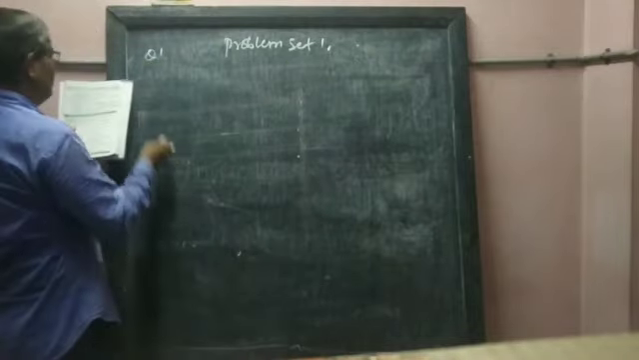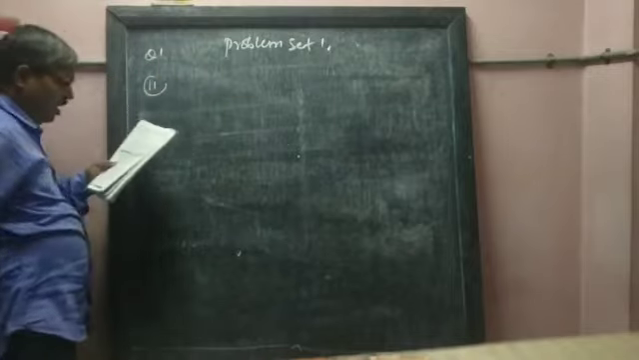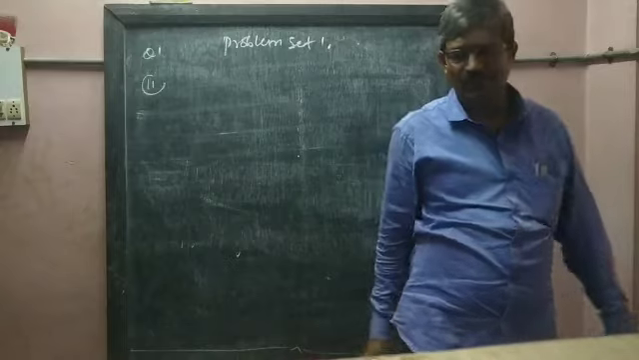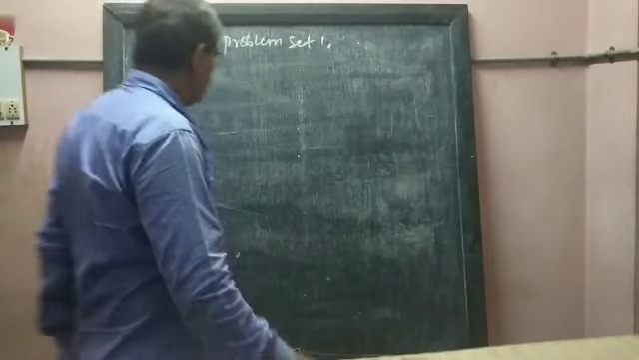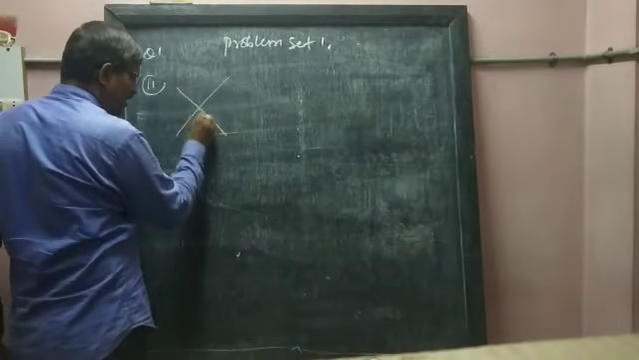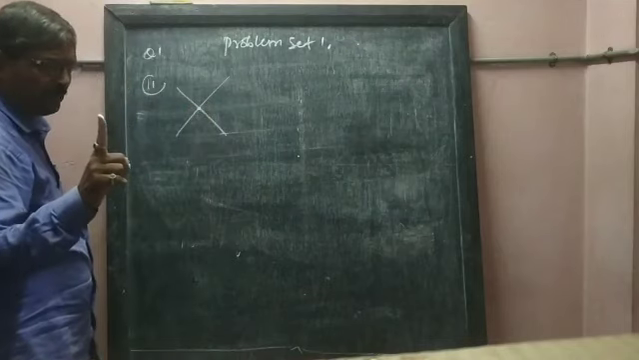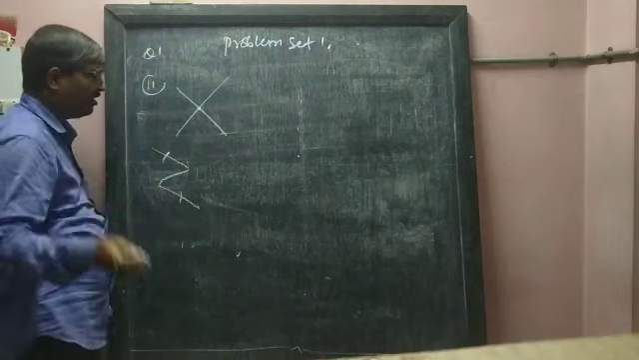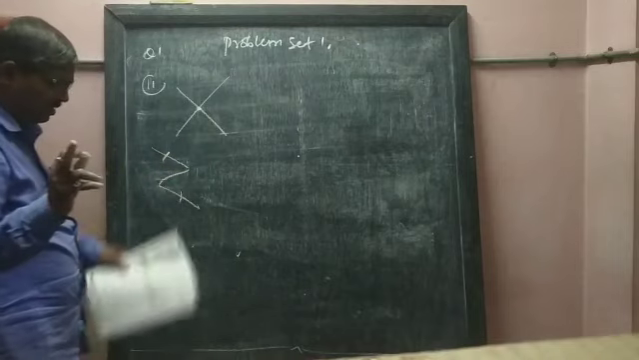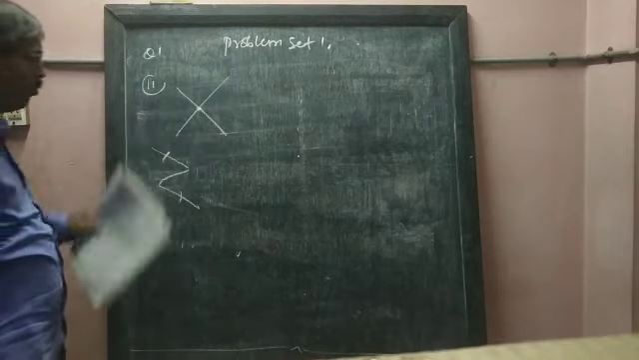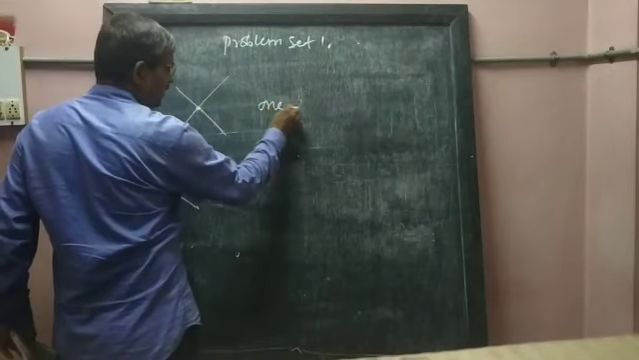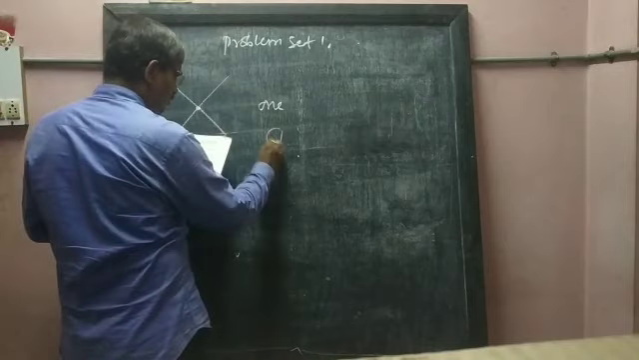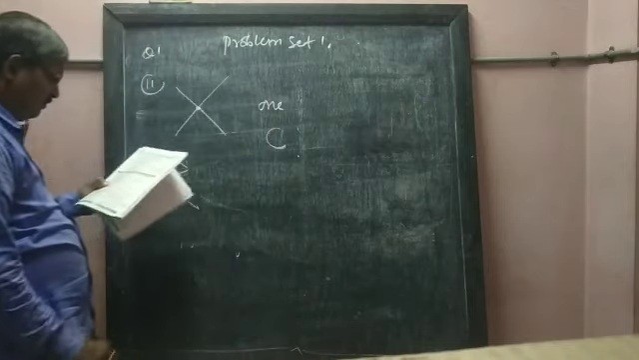How many points are there in the intersection of two distinct lines? Two lines. These two lines intersect at only one point. Can they intersect anywhere else? No, not at all. They will intersect in only one point. So what will be its answer? 1. Its answer is 1, which means the option is C.